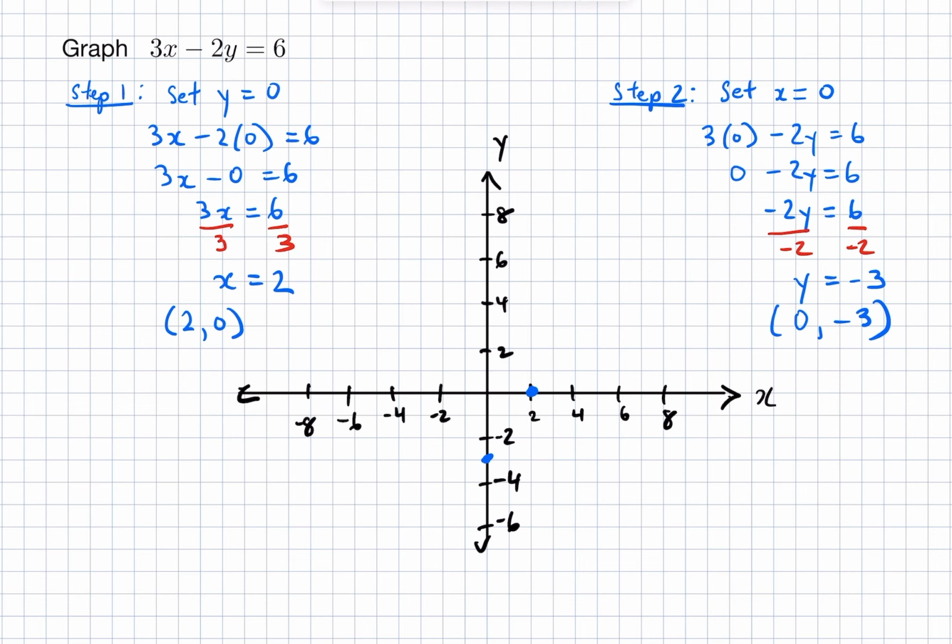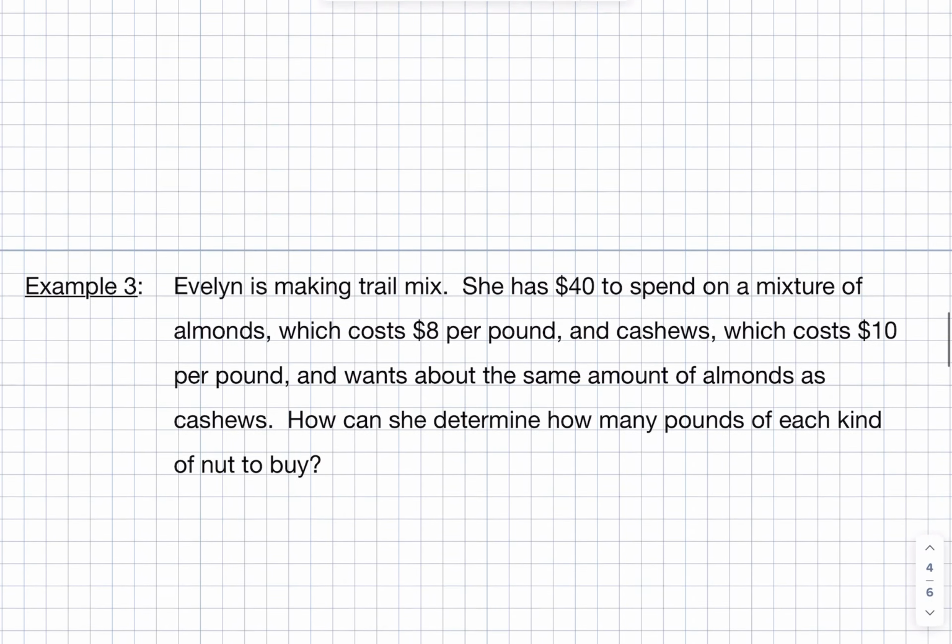All right, so now that we have 2 points, we can go ahead and connect those dots with a straight line. And there is our graph of 3x minus 2y is equal to 6. Okay, now let's move on to the next example.